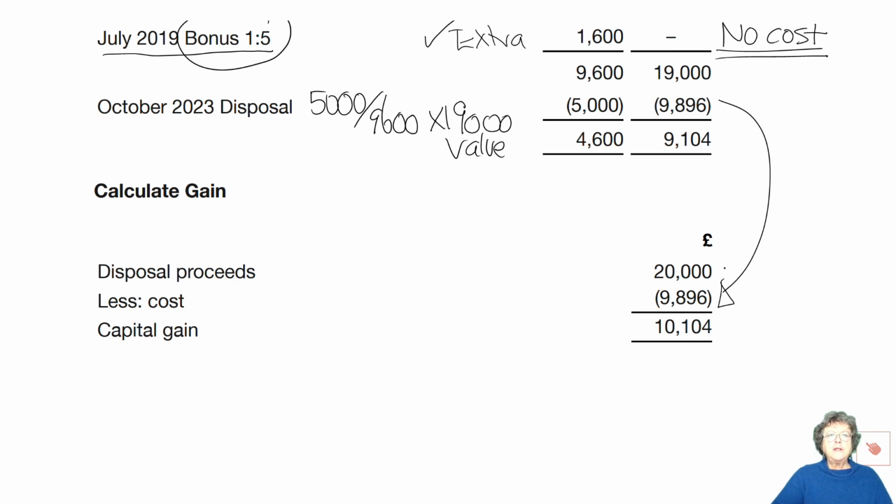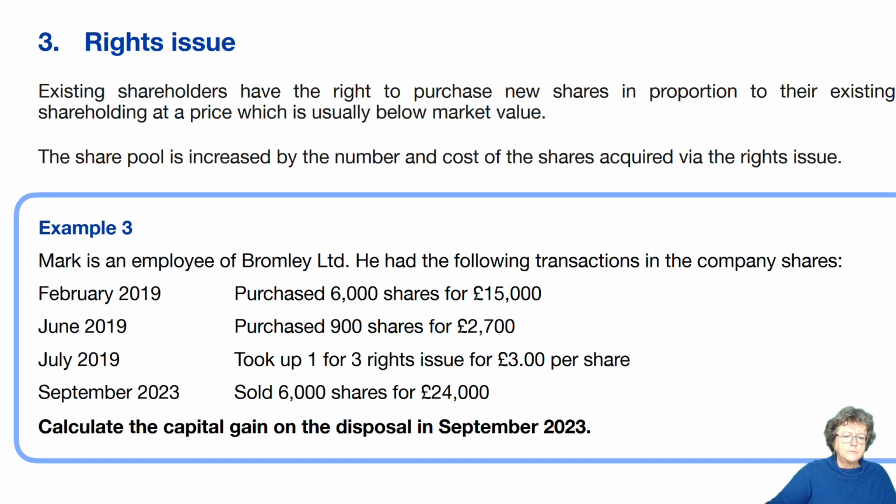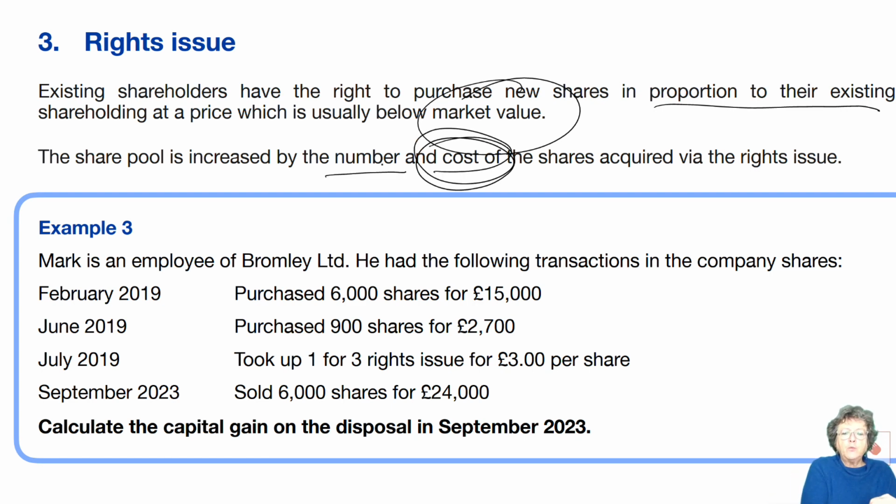So let's have a look at what happens if we have a rights issue where some money does change hands. So with a rights issue, we have existing shareholders and they have the right to buy new shares in proportion to their existing shareholding at below market value. So that's a reiteration of the rule. And again, the share pool is increased by the number of the shares and the cost. And again, you're going to have to work that out from the rights issue.